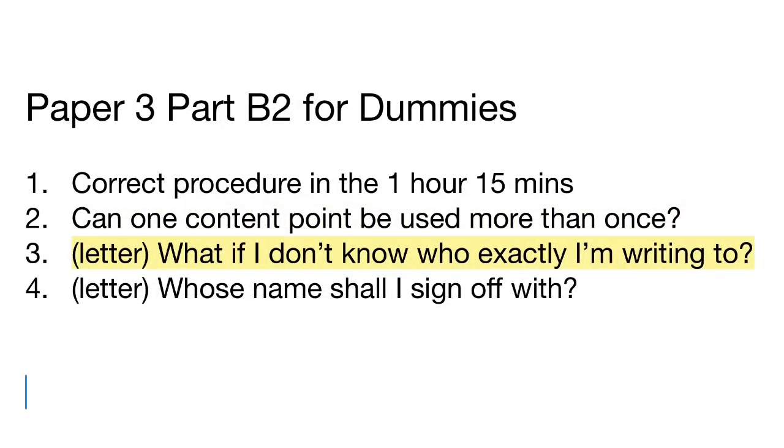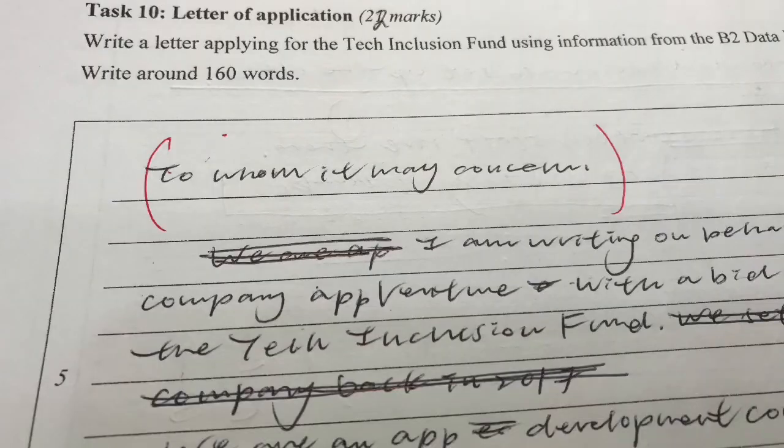Question 3. In a letter, what if I don't know who exactly I'm writing to? In other words, what if I don't know the name I'm addressing? What do I do? To whom it may concern was a good choice. I said was because it is old-fashioned now. It is the equivalent of 敬啟者 in Chinese, but in English, sorry, old-fashioned.